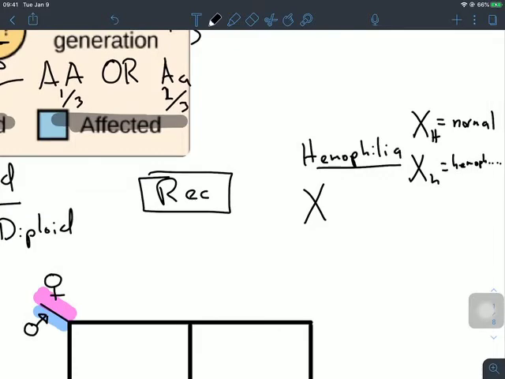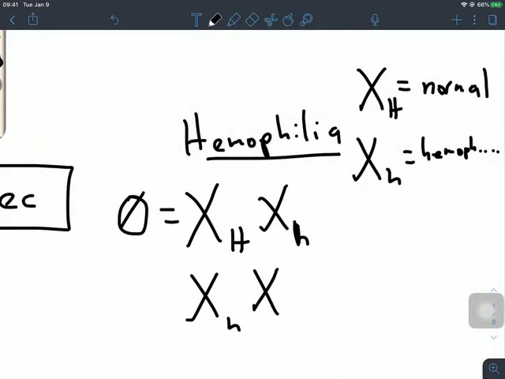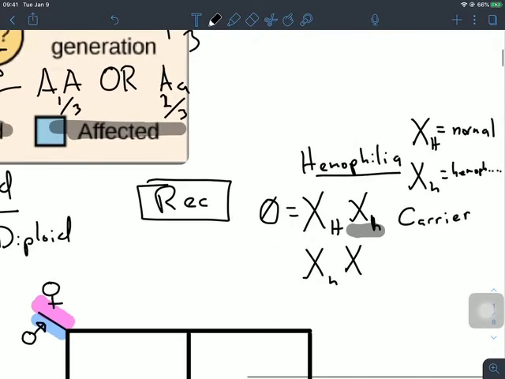In a female that is X big H, X little h, because this is recessive, this individual would be unaffected. In order for a female to be a hemophiliac, they need to be homozygous. However, when they have a single allele for hemophilia, we call them carriers. So let's go ahead and mate a female carrier with an unaffected male.